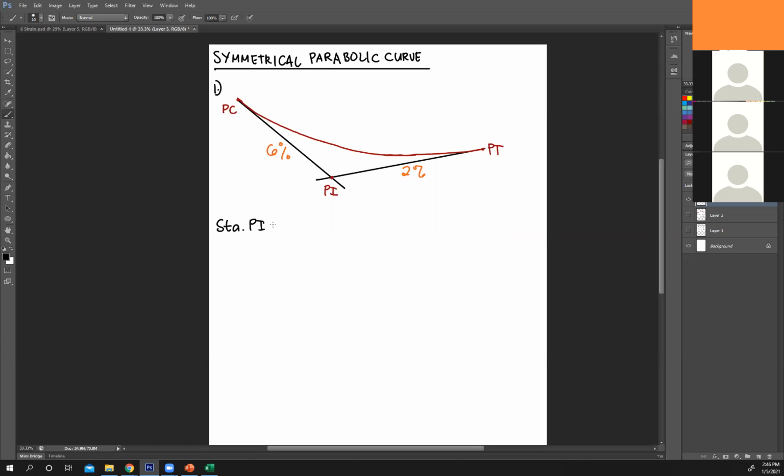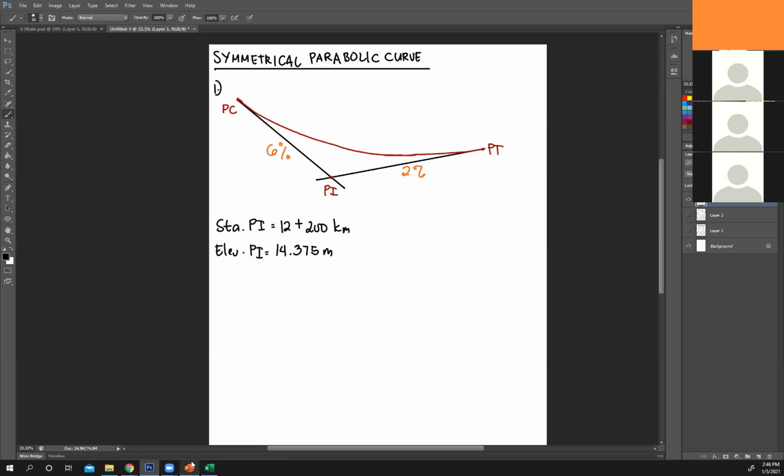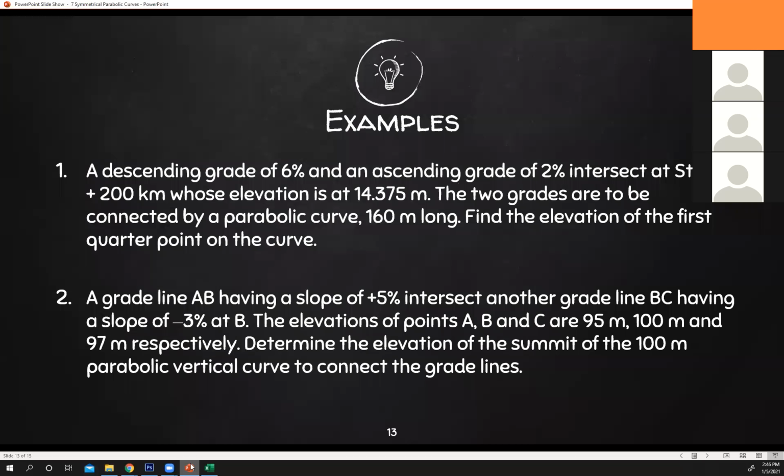Station PI, 12 plus 200 kilometers. Elevation of PI, 14.375 meters. What else is given? Two grades are connected by a curve 160 meters long. So that's the length of your curve, L, 160 meters. Okay. Then what we're looking for is elevation on the first quarter point on the curve.